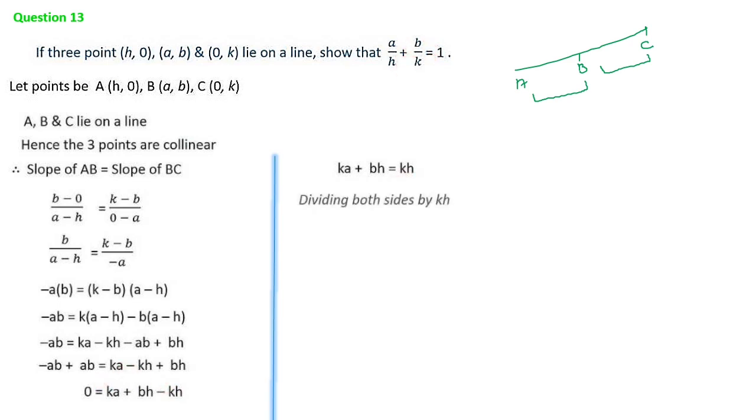Almost we have reached the answer. Dividing throughout by kh, because on the right side we need 1. So ka by kh plus bh by kh is equal to kh by kh. And here kh on the right hand side is completely gone, and it will come as 1. Here k is gone, and here h is gone. That means finally we get a by h plus b by k is equal to 1. This is the statement which we need to prove.